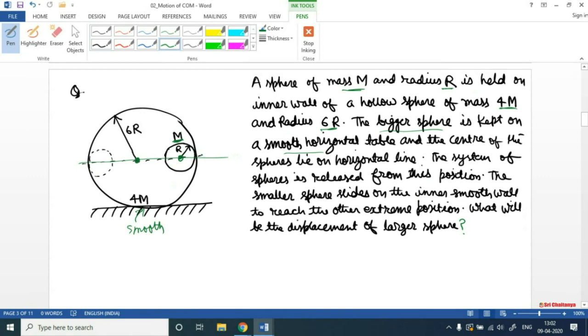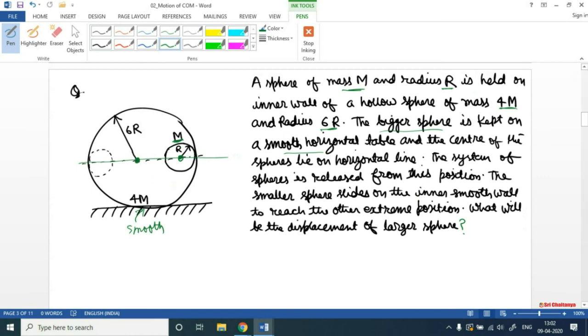We are only interested in external forces of the system. So external horizontal force is definitely 0. So that is not going to cause any acceleration of center of mass along the horizontal direction. So along the horizontal direction, acceleration of center of mass is equal to 0. So velocity of center of mass will be equal to 0.